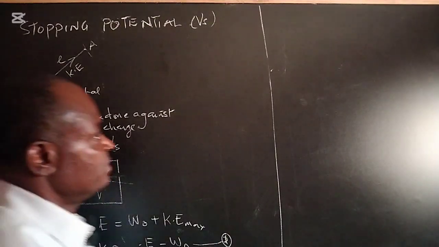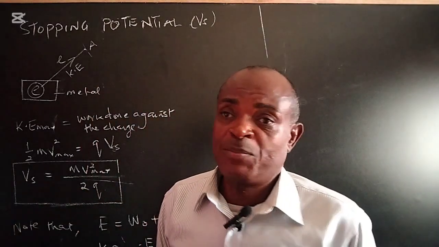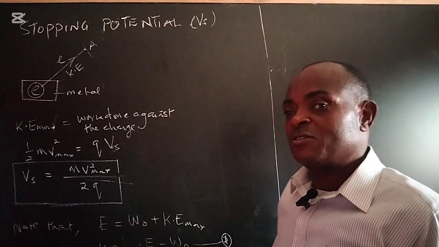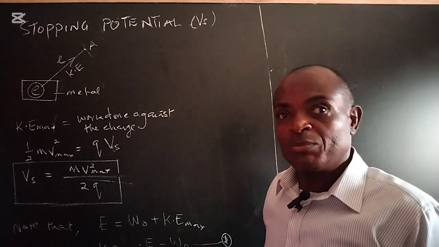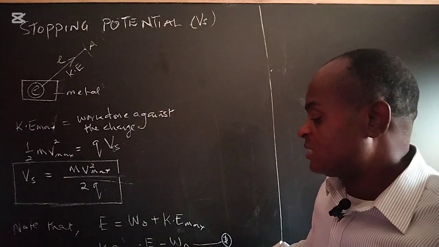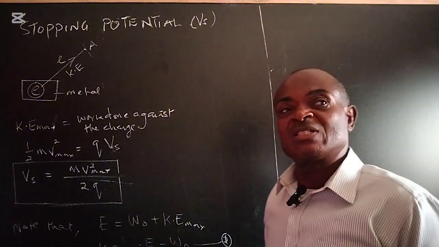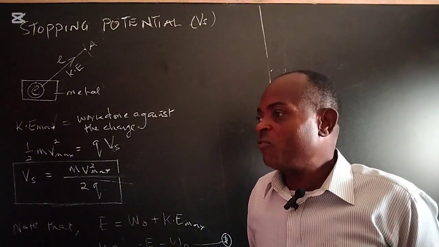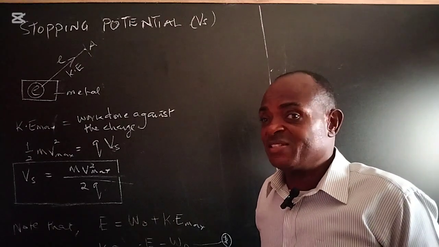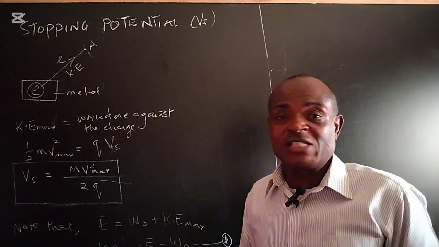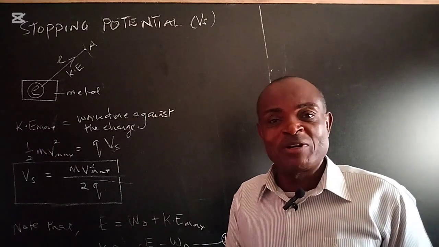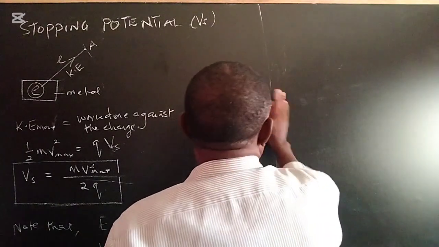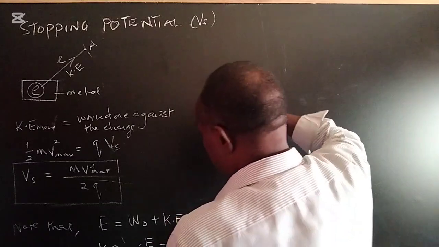This equation is very interesting because it can help us in some other ways. It can help us to determine Planck's constant and some other physical quantities, especially when we make reference to the graph of the potential difference against the frequency of radiation. And watch out, see how that goes. Don't go anywhere. We want to analyze what the equation stands for.